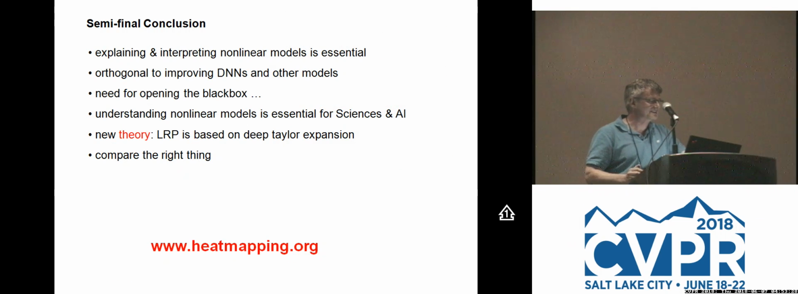All our tutorial tries to convince you that explaining and interpreting nonlinear models is essential. It's also orthogonal to improving deep neural networks and other models, because we can gain some insight that can allow us then to improve the models. We need to open the black box. It's super important for the sciences, for medicine, for AI in general, because we need to know whether our models are truly intelligent or whether they're just cheaty intelligent.